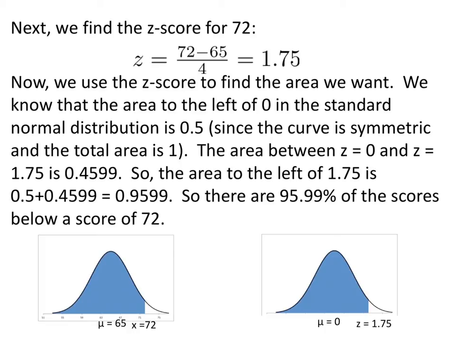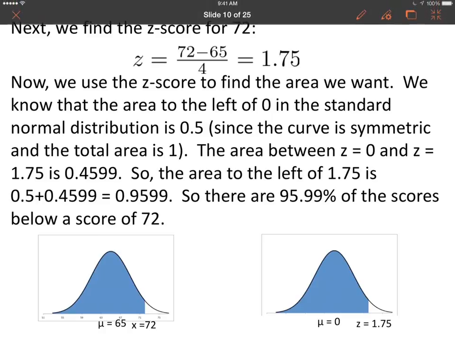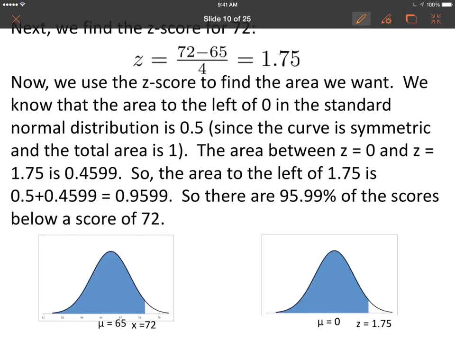Okay, so the next step is to find the z-score for 72. So we plug in to our formula, and here's our z-score. So 72 minus the mean, 65, divided by 4 gives us 1.75. Now we want to use the z-score to find the area that we want. So take out your table and look for a z-score of 1.75.